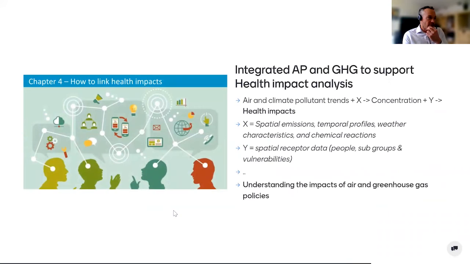And then in chapter 4, we're looking at integrating air pollutant and greenhouse gas emissions to support health analysis. And there's a range of additional factors and features that need to be incorporated, including, as I mentioned, spatial emissions, temporal profiles, weather characteristics, chemical reactions, and then the spatial receptor data that's needed in order to understand whether emissions convert into pollution that's having a bad impact. So we need to understand these in order to understand air pollutant and greenhouse gas policies.